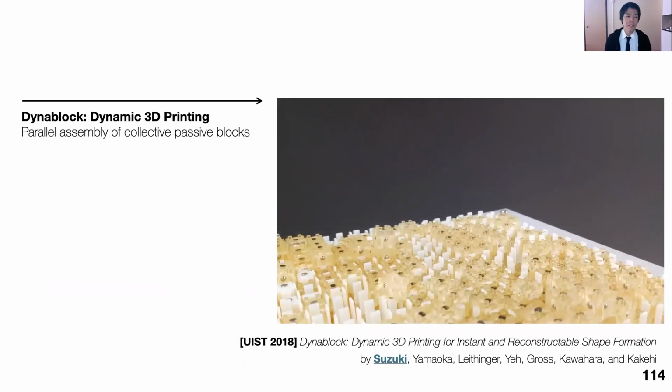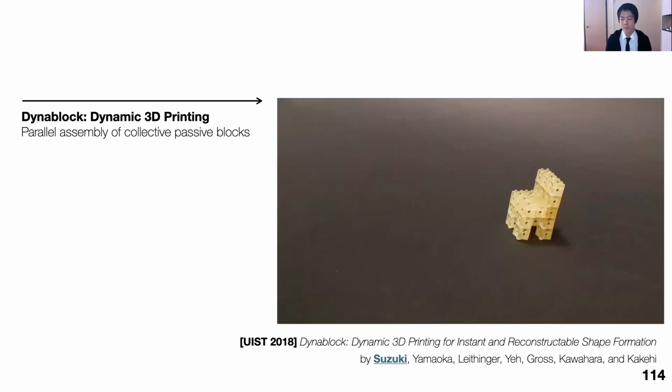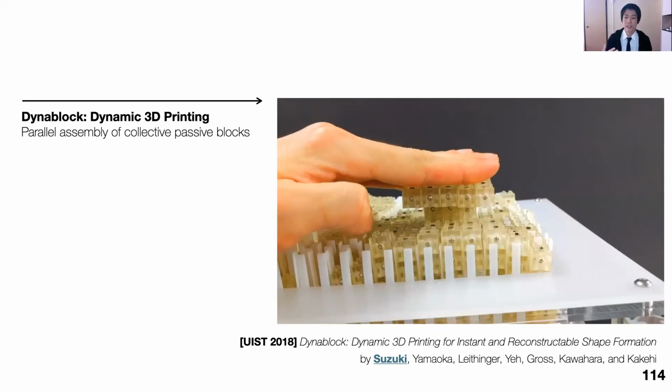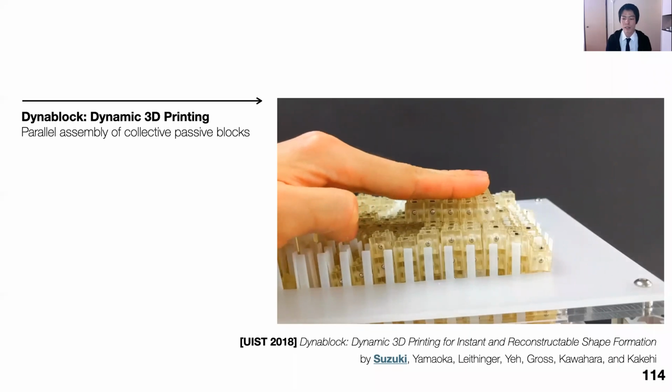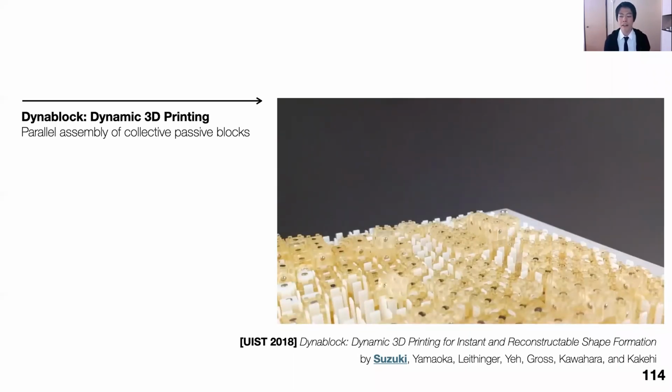So we demonstrate this idea through Dynablock, dynamic 3D printing for parallel block assembly. As you can see, this is the real-time video. We can construct the 3D shape in a matter of seconds compared to a 3D printer. These physical objects are also constructed with passive collective discrete elements, so we can construct and deconstruct them over and over again.